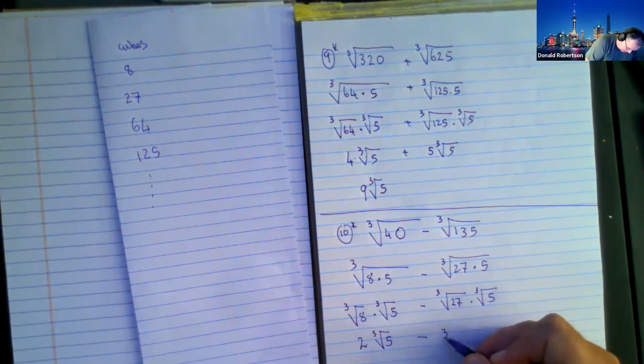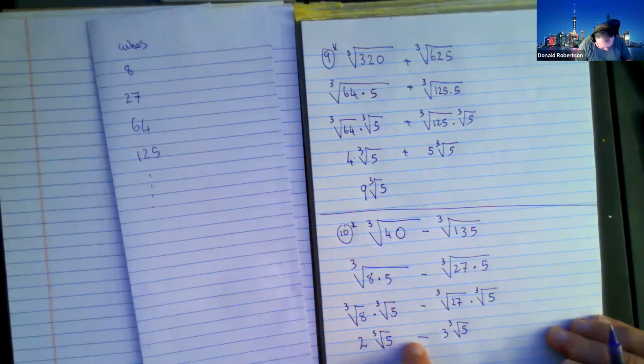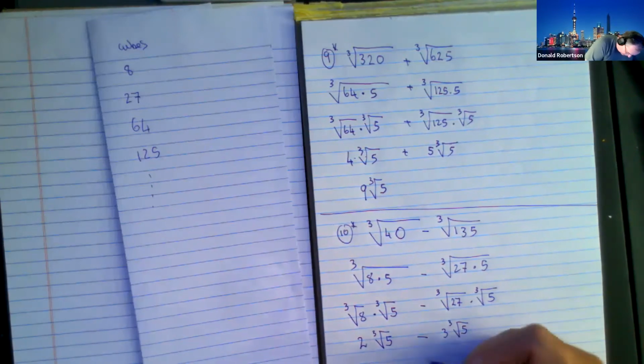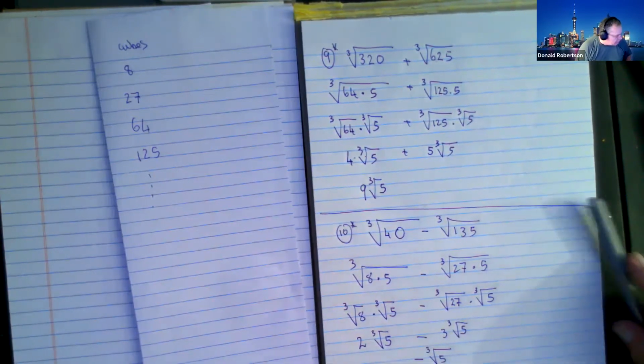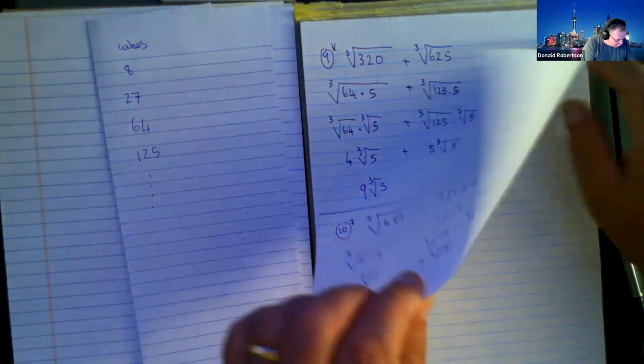And this is 3 cube roots of 5. And 2 take away 3 of these leaves you with -1. We don't write the 1 down, we just write negative cube root of 5, and that is us finished. And we now have combined those two cube roots.